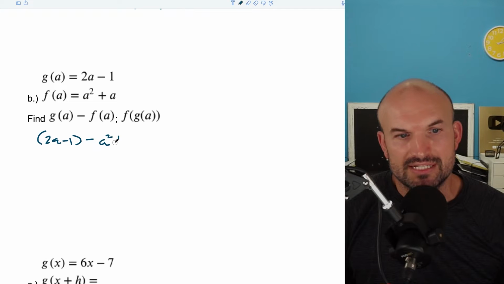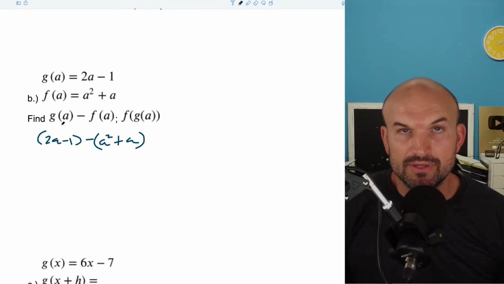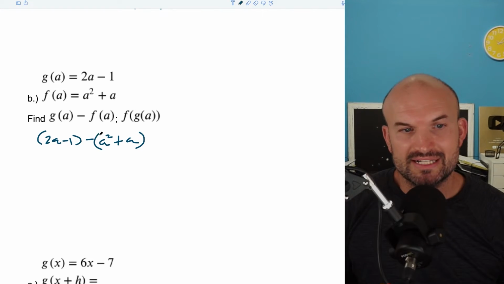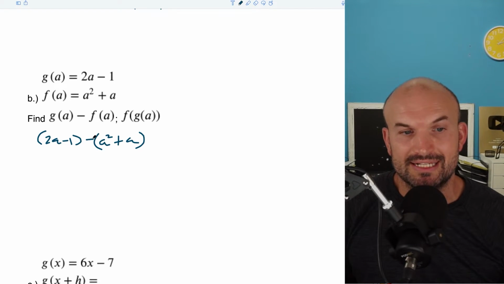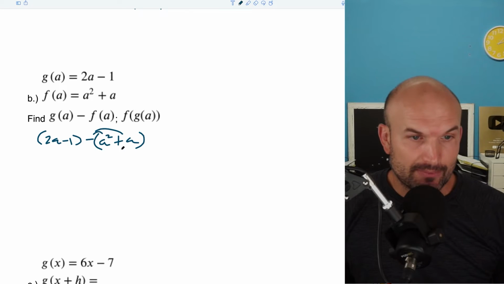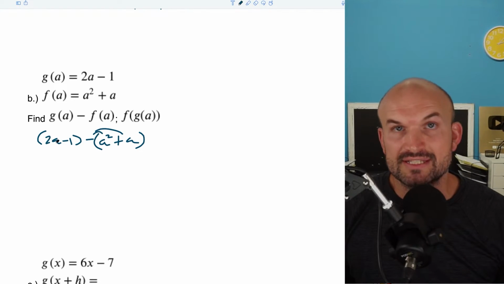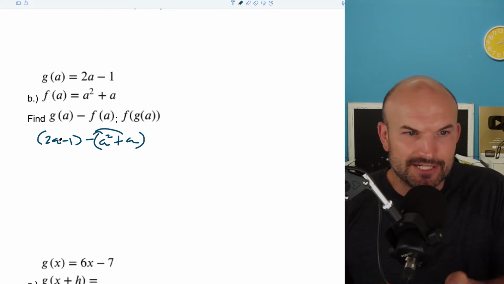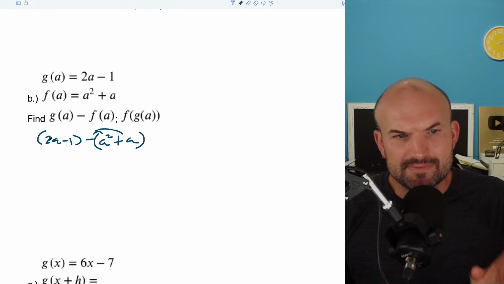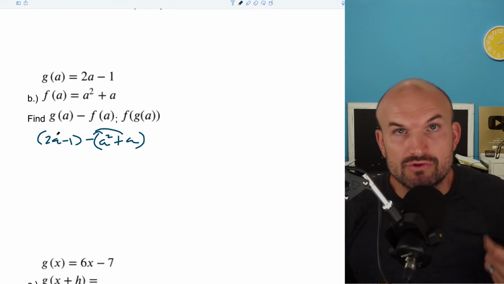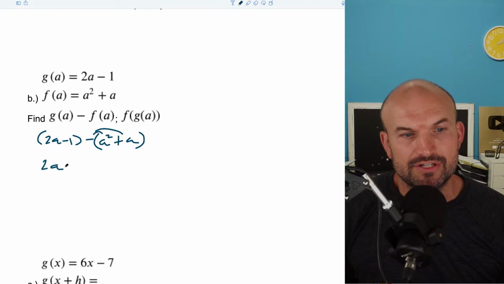A squared plus a. Now again, it's really important to notice I'm using parentheses here because you're not subtracting just the a squared, you're subtracting a squared plus a. So before I do any work, I'm going to get rid of my parentheses by distributing this negative. Over here, I don't really have any operations being applied to this, so I can actually just drop these grouping symbols. So therefore, I have 2a minus 1. This would be minus a squared, and this would be minus a.